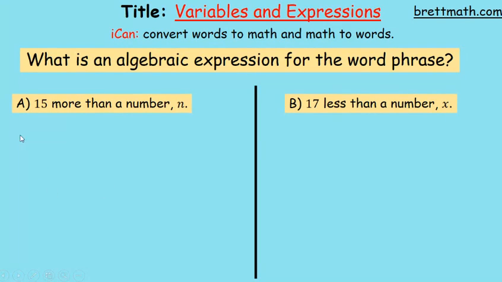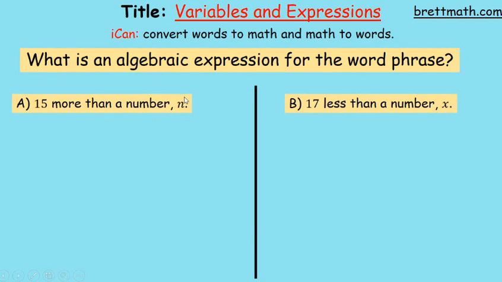So, the first question we've got is 15 more than a number n. You're probably thinking n's a letter, not a number. I've heard that before. But in math, when you don't know something, sometimes you put a question mark. Question marks look a bit funny on paper, or we think they do as mathematicians, so we actually put in a letter. And that is a mathematical way of putting in a question mark.